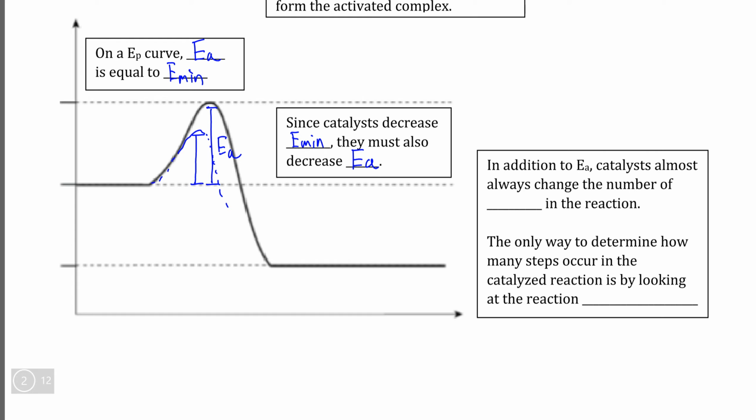Let's draw it as a dashed line here to see the difference. We can rewrite the potential energy curve like this, reflecting the lower activation energy.